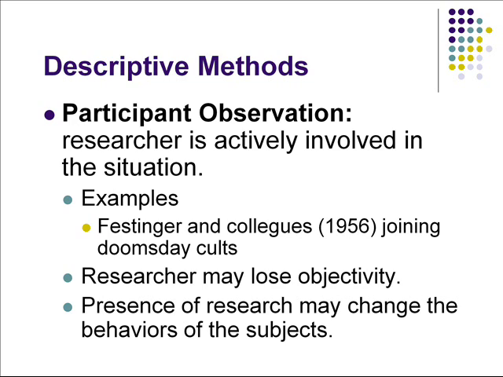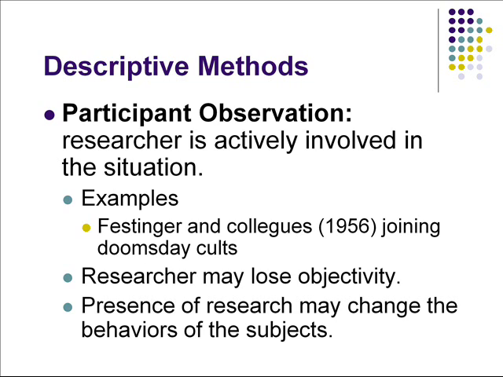A second type of descriptive study is participant observation. Unlike with naturalistic observation, the researcher becomes an active participant in the situation. For example, Leon Festinger and his colleagues noticed a rising number of doomsday cults after World War II, and were interested in what would happen to members of the cults once the prophesied date of the end of the world came and passed without the world ending. They each joined a cult and observed the activities of the members as the day came closer and closer.